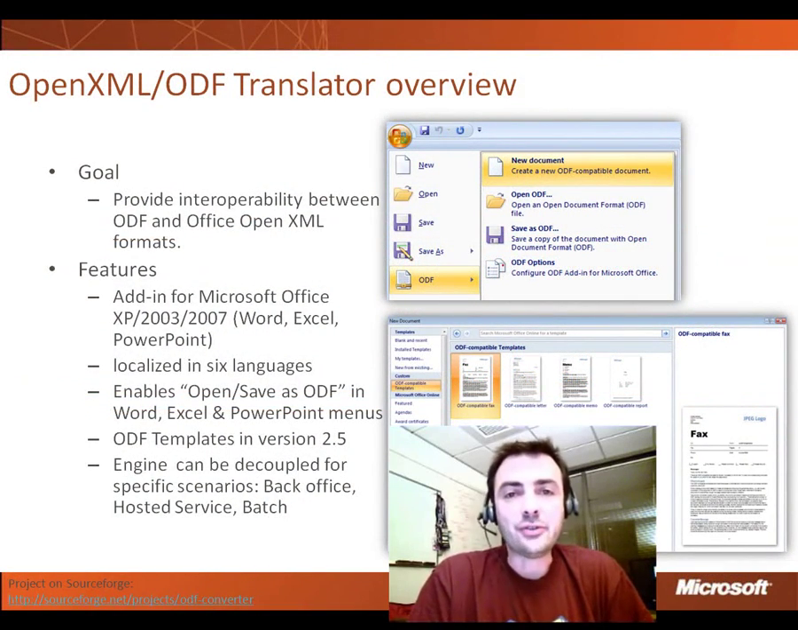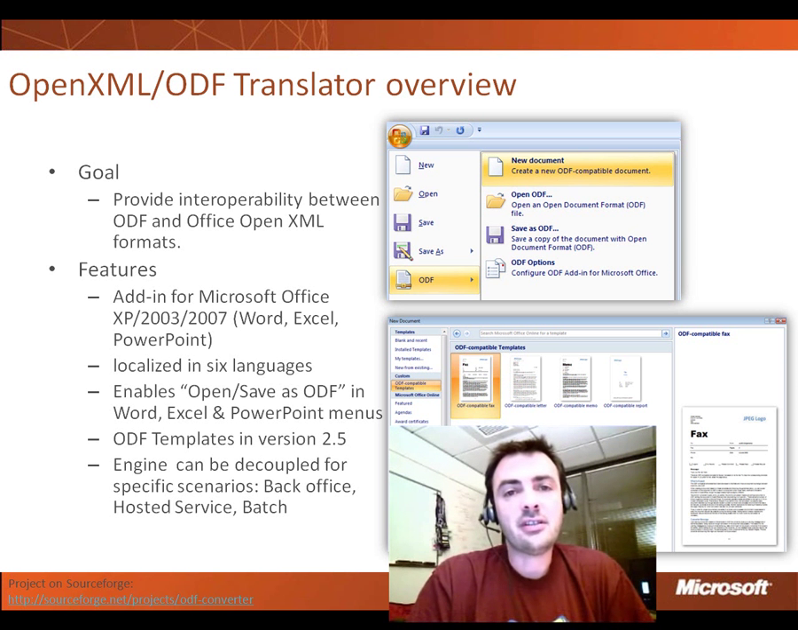Before we jump into the demonstration, let me give you a quick overview of this project. The goal is to enable interoperability between the ODF format and the Open XML format. The way it works, the OpenXML to ODF translator provides an engine for translating from OpenXML to ODF and vice versa, from ODF to OpenXML.